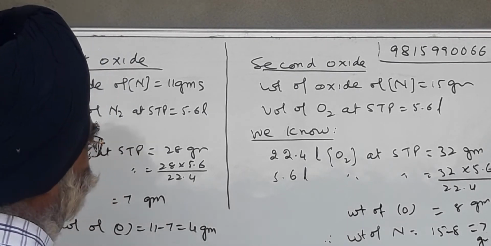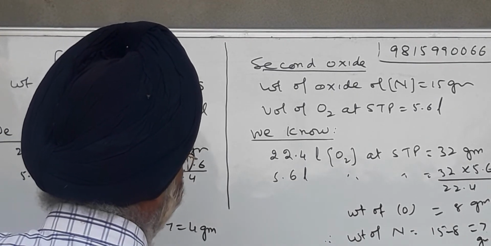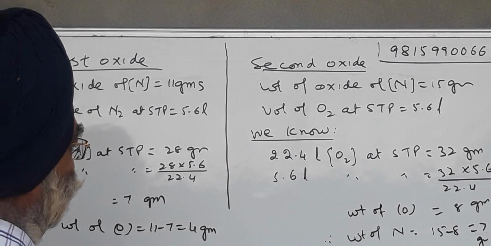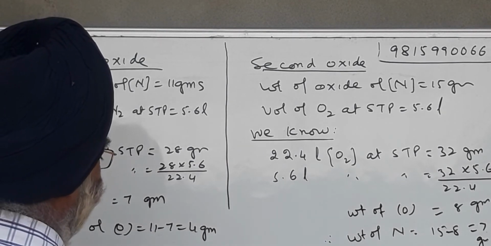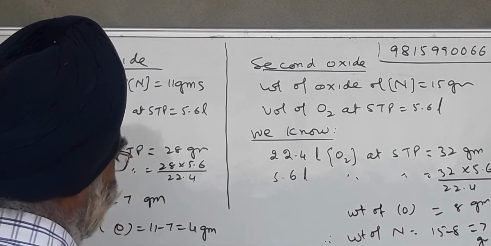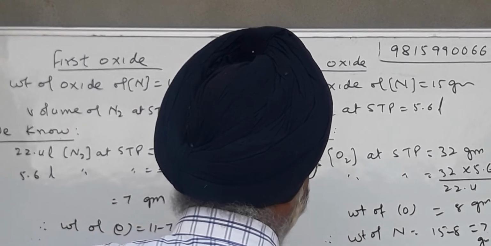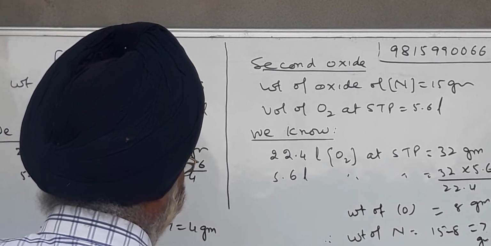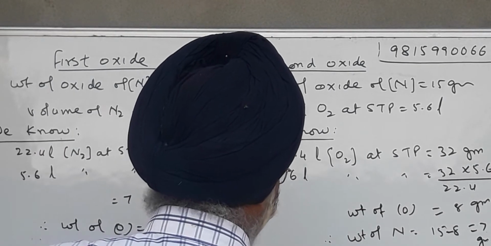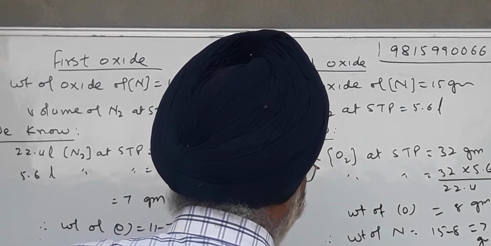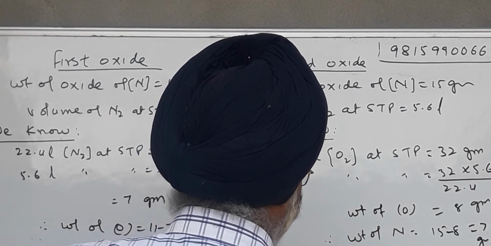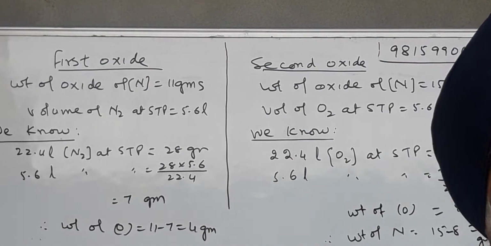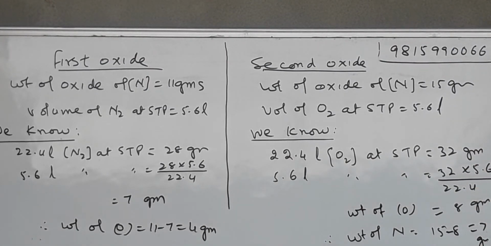Weights of oxygen which have combined with 7 grams, which is a fixed mass of nitrogen, are in the ratio 4 is to 8, 1 is to 2. This is a simple whole number ratio, and definitely it illustrates the law of multiple proportions.